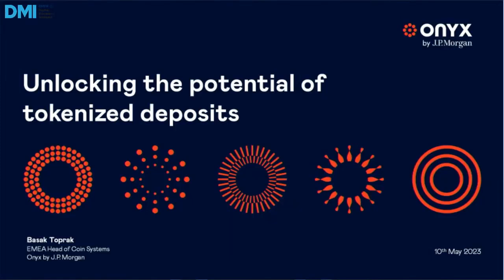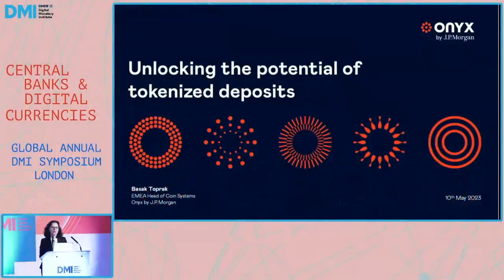It's a pleasure to be here representing Onyx by JP Morgan. I'm going to talk about commercial bank money tokens, a topic that is very close to us and which we see as an evolution of the work we've been doing at Onyx. We have recently published a white paper jointly with Oliver Wyman, and this presentation is very much derived from this paper and our insights and findings.